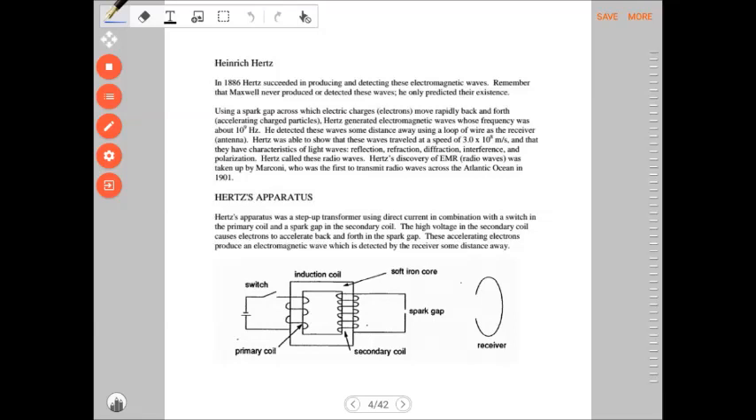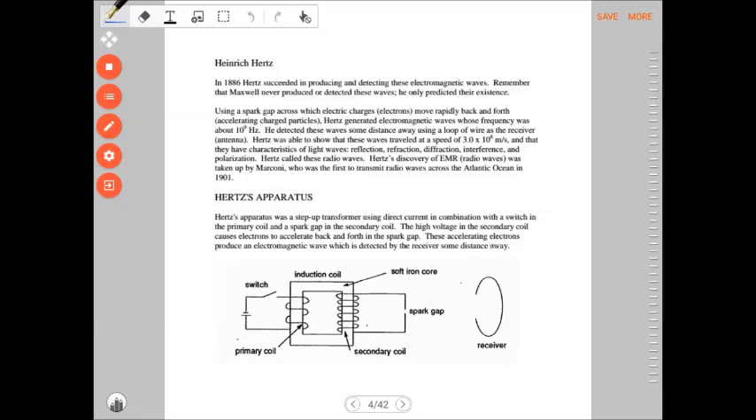Hertz's apparatus was basically a step-up transformer using direct current in combination with a switch in the primary coil and a spark gap in the secondary coil. Guys, please don't worry too much about the specifics of this. You'll never get tested on just this thing. It's just kind of interesting, and you need to know a little bit of the background on how these things came about. So don't panic. There's not a lot of questions on this, so it's okay.